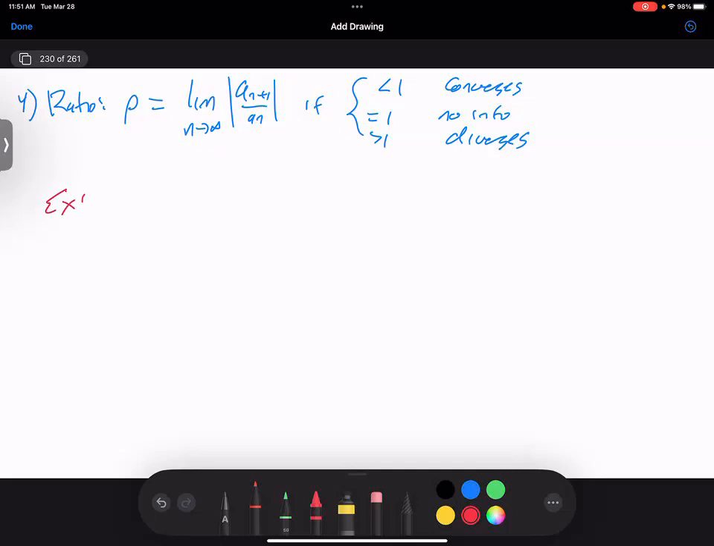Let's say I give you, a_n is n cubed over 3 to the n. The terms tend to 0. Is 3 to the n growing faster than n cubed?